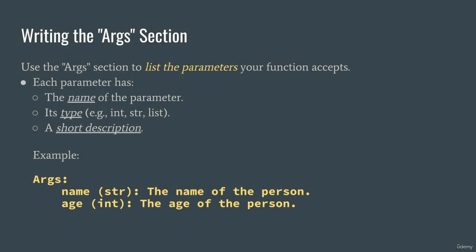When writing the args section of a Google-style docstring, use it to list the parameters that your function accepts. For each parameter, you should include the parameter name, its type, and a brief description of what the parameter represents. As an example, imagine we have a function that takes a person's name and age. Name is defined as a string representing the person's name, while age is defined as an integer for their age. This format makes each parameter's purpose and type immediately clear.